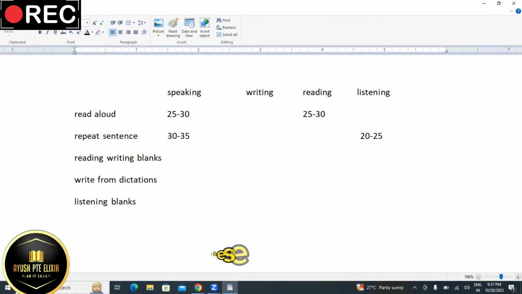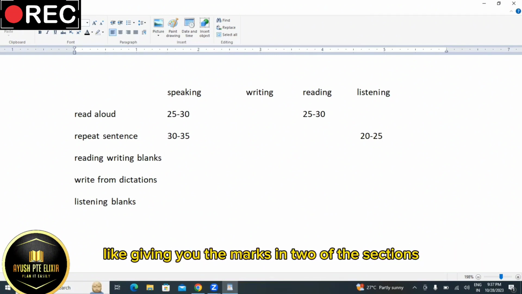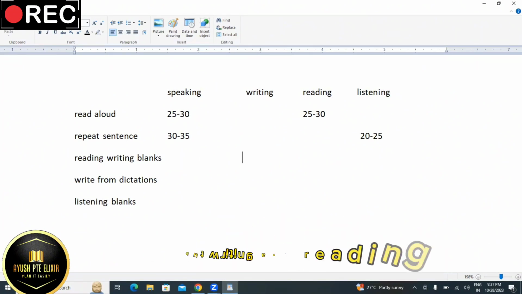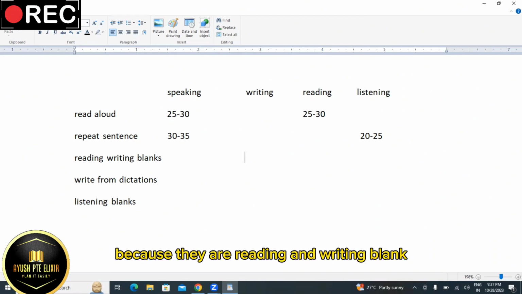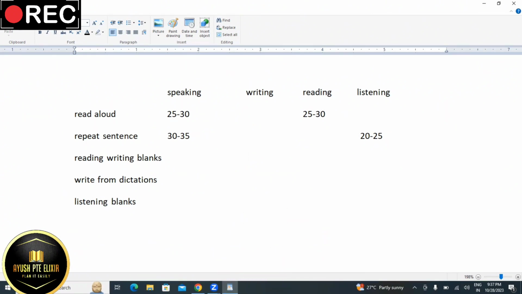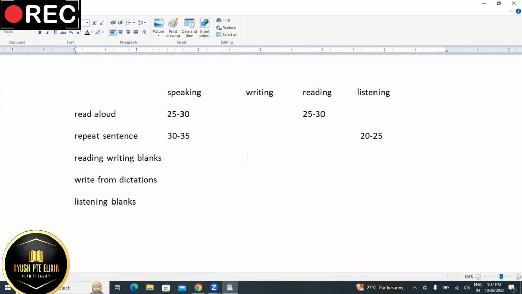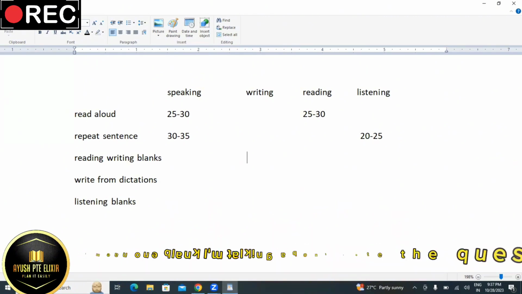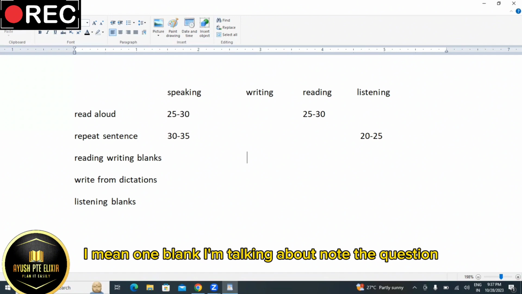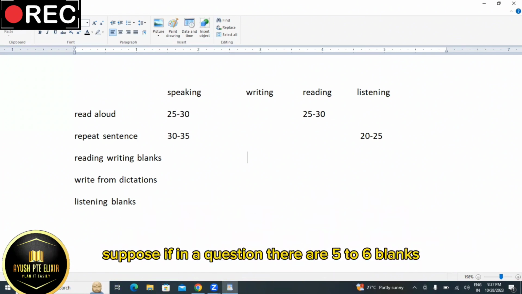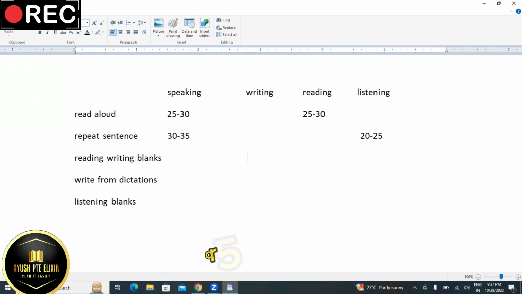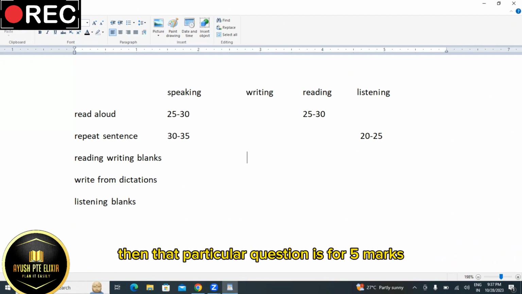Reading and writing blanks give you marks in 2 of the sections, obviously not speaking but writing and reading. In the real exam, the number of tasks that come are 4 to 5. I'm talking about one blank, not the question. Suppose in a question there are 5 blanks, then that particular question is for 5 marks. In the exam you get 4 to 6 questions, minimum 4 and maximum 6.